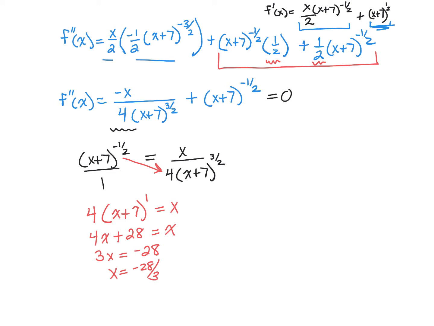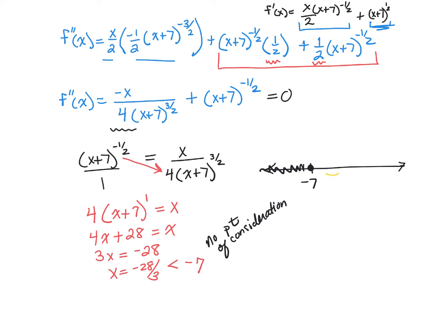Well, negative 28 thirds is less than negative 7. And if you recall, here we are at negative 7, because we know our function is not defined over here. And we have no point of consideration. That means that this function is either strictly concave up or concave down over here on the right.